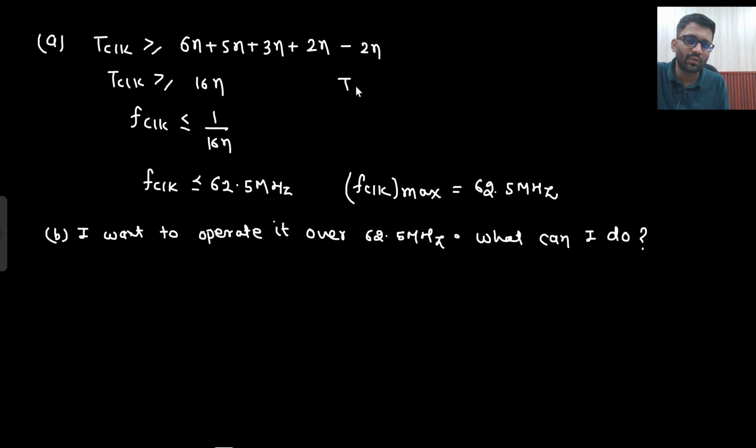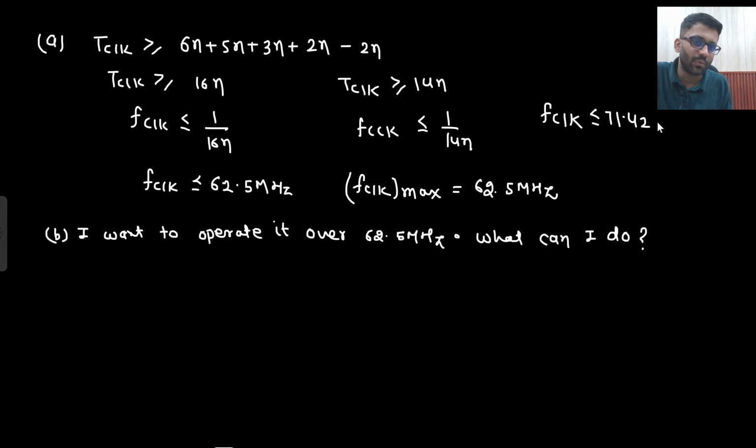So now what will your T clock become? T clock should be greater than 14 nanoseconds. That means your F clock should be less than 1 by 14 nano. And 1 by 14 is 71.42. So your F clock should be less than 71.42 megahertz. So the maximum frequency has increased now.